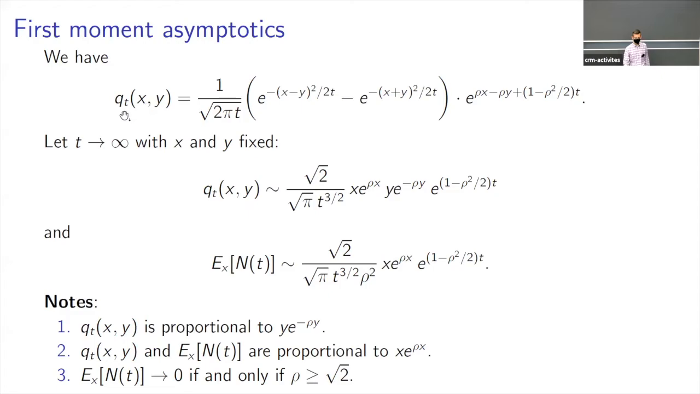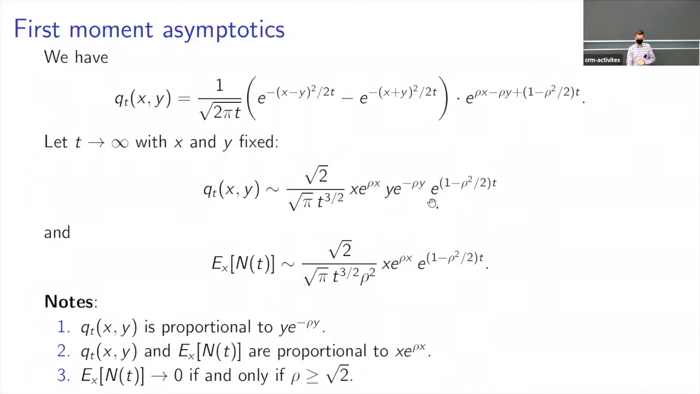Here is the formula for the density that we just obtained. It'll be instructive to think about what happens if we let time go to infinity while keeping x and y fixed. As t goes to infinity, these exponents become small, and so we can approximate e to the minus z by 1 minus z. If you do that approximation and a little bit of algebra, we see that q_t(x,y) is asymptotically given by this expression here, where by this symbol I mean that the ratio of the two sides tends to 1 as t goes to infinity.